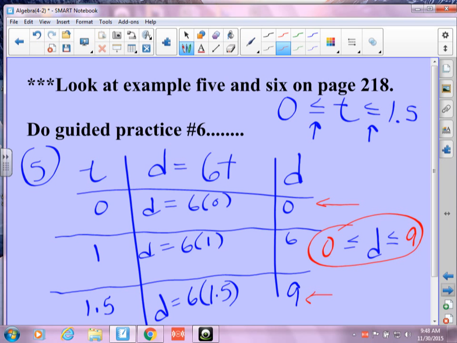Yeah, very good. Now, look at the graph that they have there. What do you notice about that graph? When they graph those values, it's not arrows. There's no arrows because it has a beginning point, which is 0, 0, and an ending point, which is 1.5 and 9. So there are no arrows. Okay?